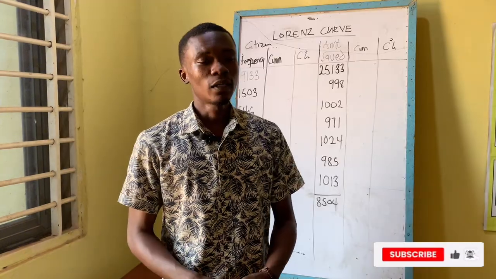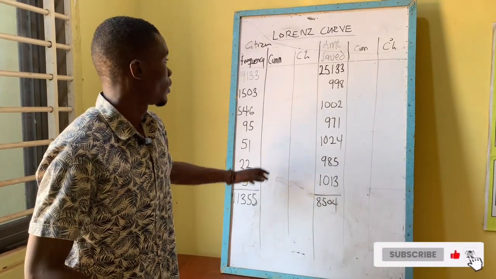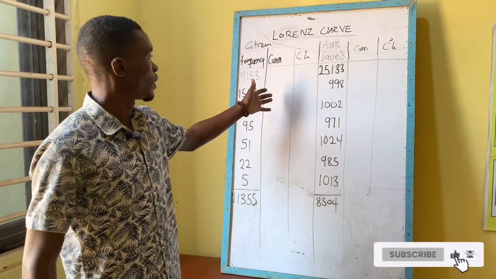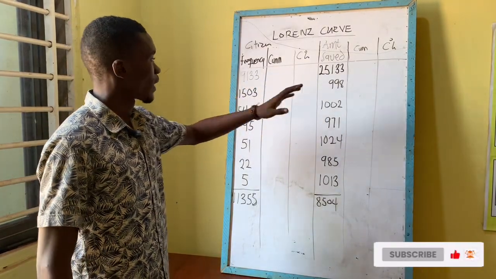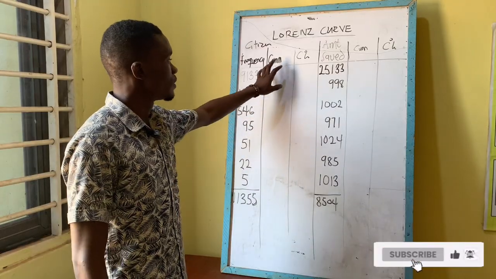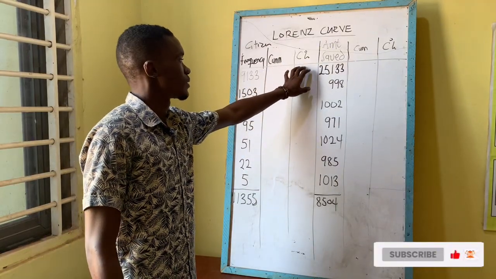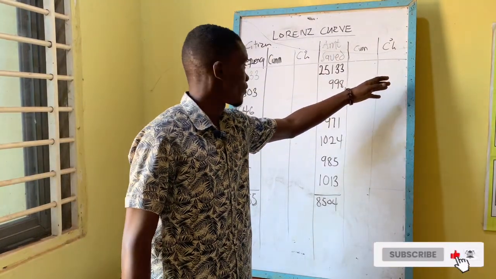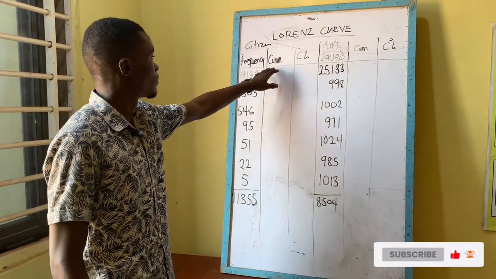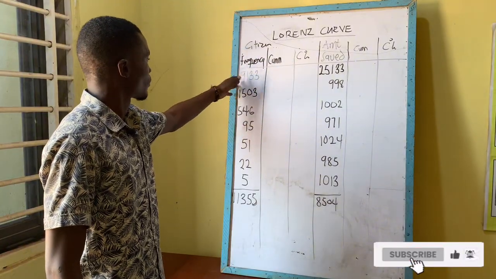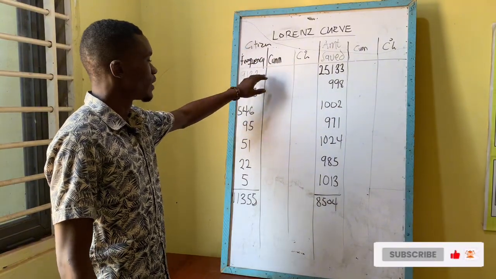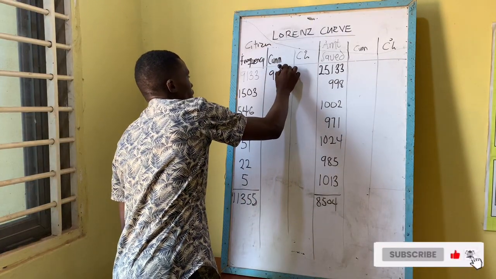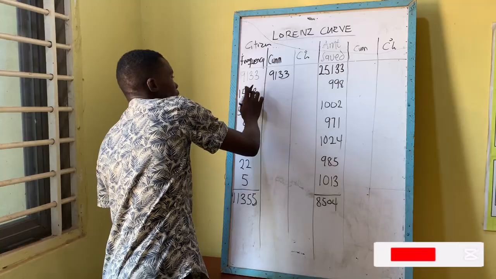Yeah, so looking at the example on the board, this is how it's going to look if you construct it tabularly. So, like I said, you first have to find the cumulative, then the cumulative percentage. The cumulative percentage is what we are going to plot on the graph. So first of all, let's find the cumulative of the citizens. So, like I said, you will maintain the first figure, which is 9,133. Then you add it to the next one.